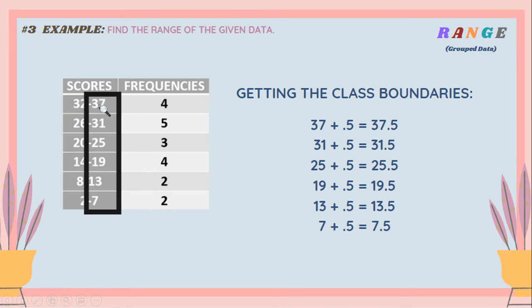Then these are the higher class limits. So we need to add 0.5 to each one of them. 37 plus 0.5 is equal to 37.5. 31 plus 0.5 is equal to 31.5, and so on.